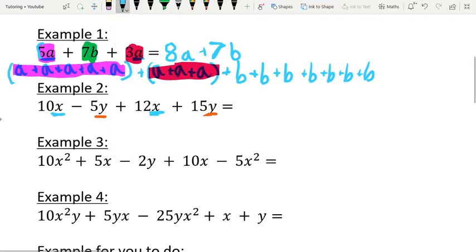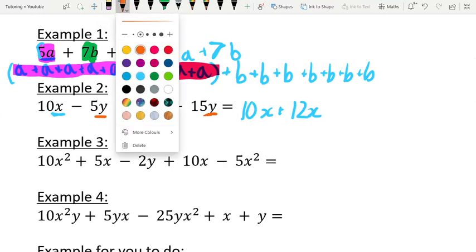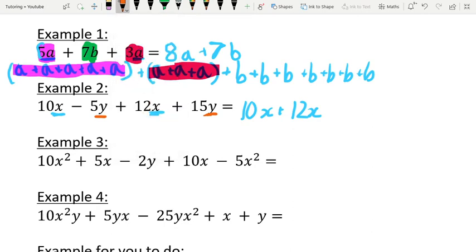And then you can rewrite it like this. So you can say you've got your 10x, and then you've got your 12x there, and on this next part, in this orange colour, you've got your minus 5y, and you've got your 15y there.